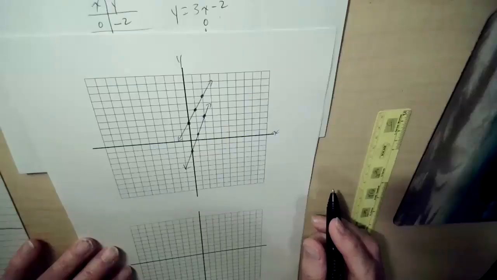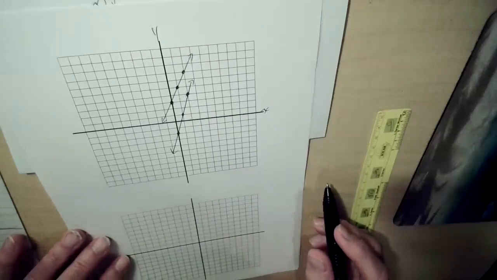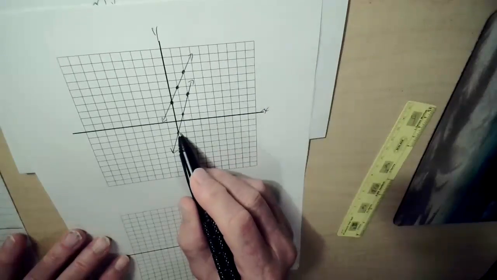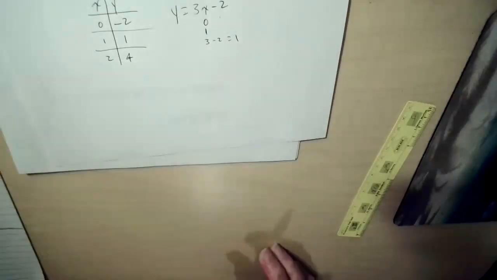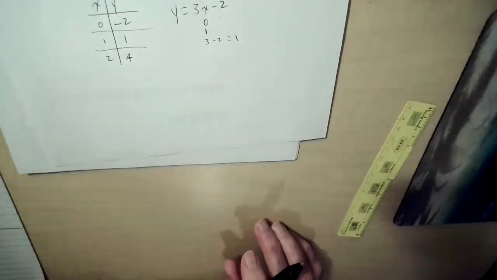Okay, does it look like a slope of 3? Yes. Did it cross the y-axis at -2? Yes, so we are correct.